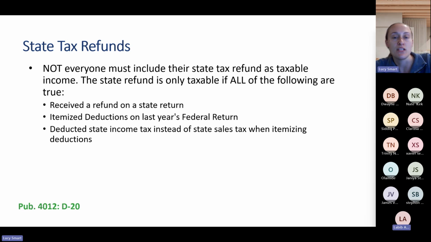So state tax refunds, we only need to take into account if the person itemized in the previous year. The best way to determine that is by checking their previous year return, which we ask all taxpayers to bring in. But if they did not, you might have to ask them some more follow-up questions just to be sure.